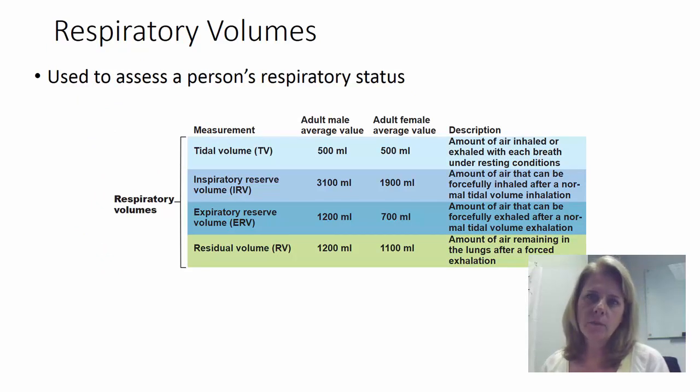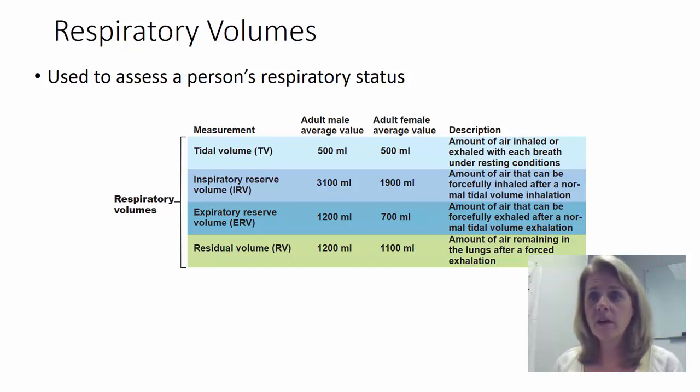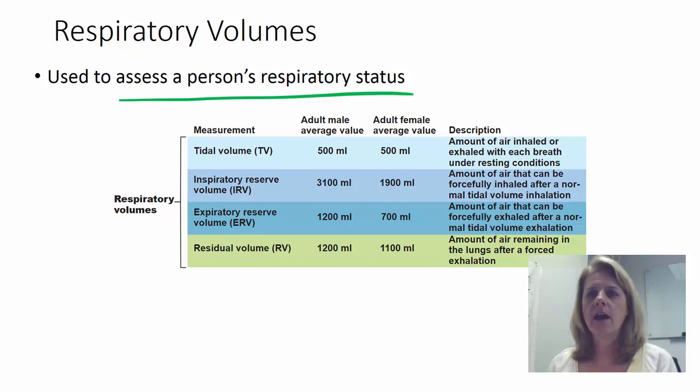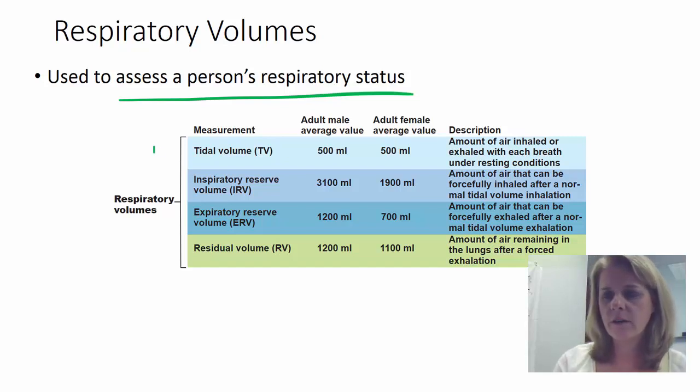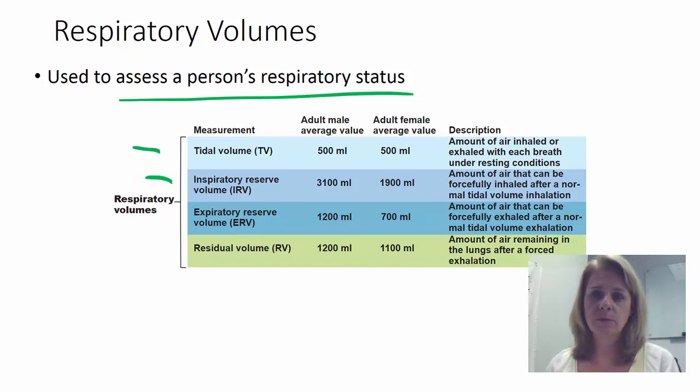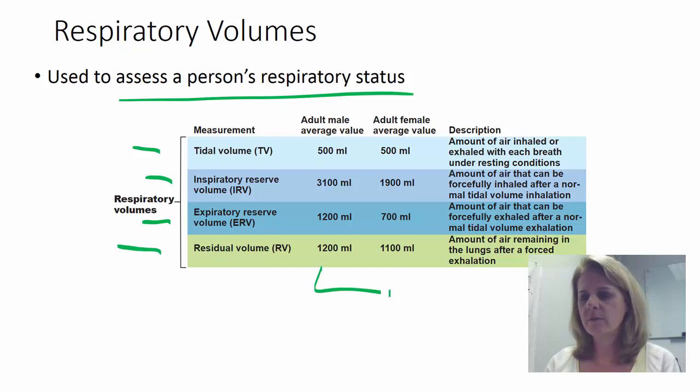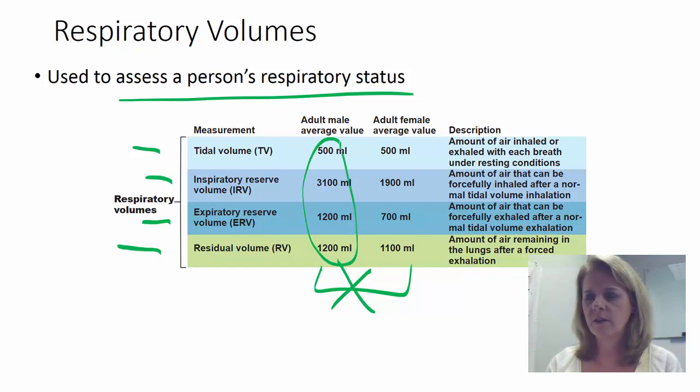So how do we determine if someone has breathing issues or something going on with respiration? Well, one thing you do when you want to see their respiratory status is look at respiratory volumes, okay? So you're going to see how much air they're moving. They're divided into four different volumes: tidal volume, your IRV, which is your inspiratory reserve volume, your expiratory reserve volume, and your residual volume. And these are your average numbers. Again, you don't have to memorize that, but you can see that males typically have larger volumes and lung capacity than females do.